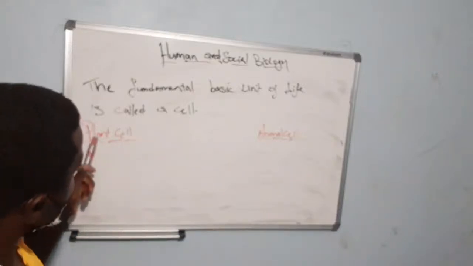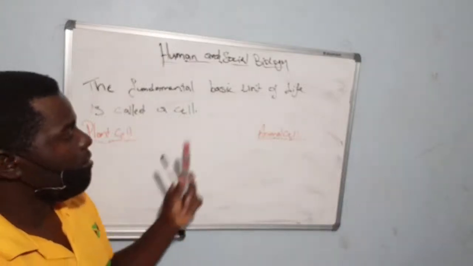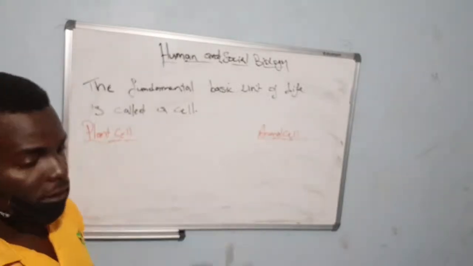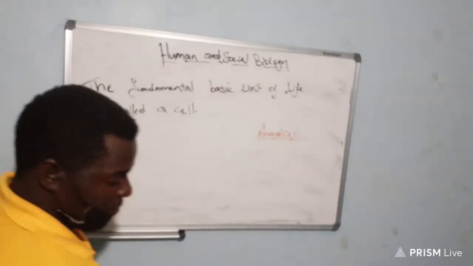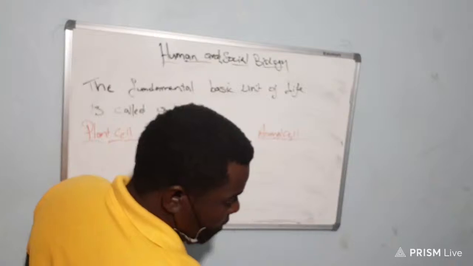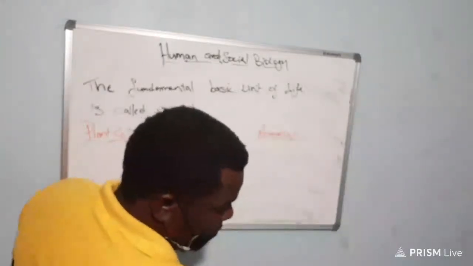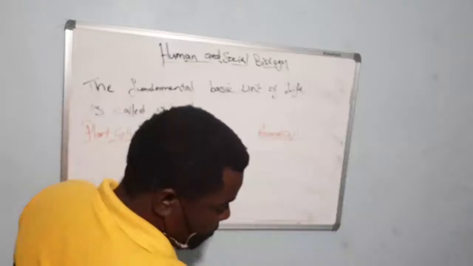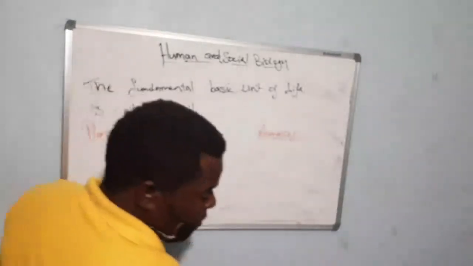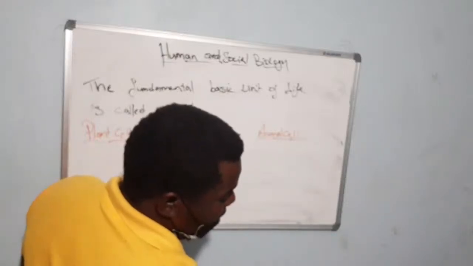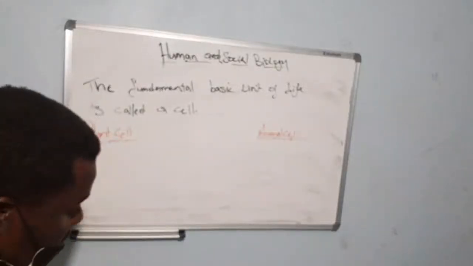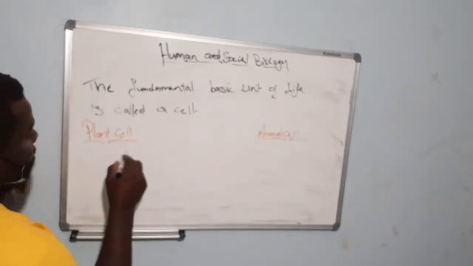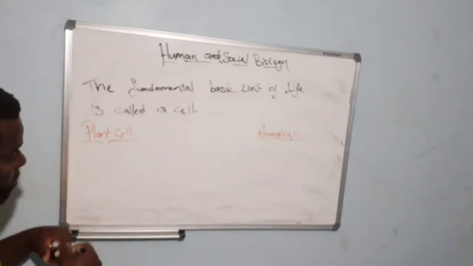Alright, so today we'll be looking at the plant and also the animal cell, and we will be actually doing a structure of the plant cell and also the animal cell. So I'll be doing a little drawing of the plant cell and also the animal cell. First up, we have the animal cell. I'll just clear the board to get some more space.